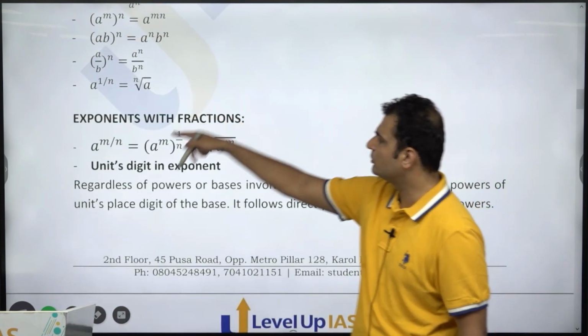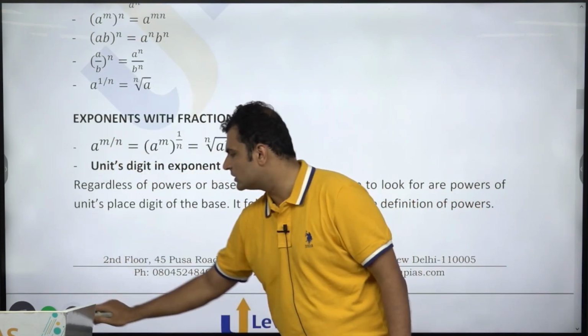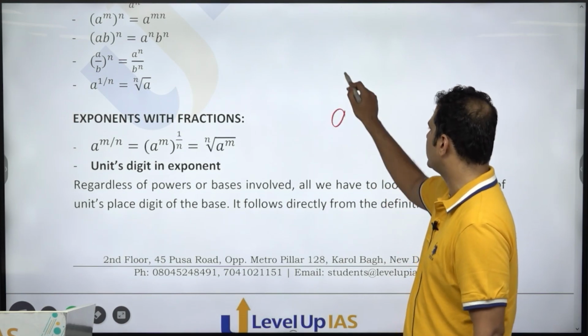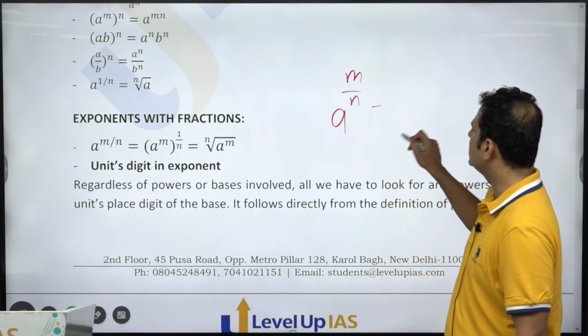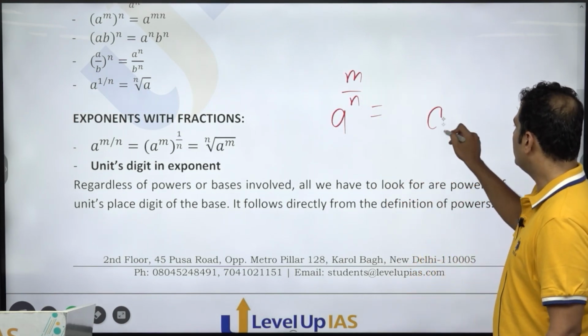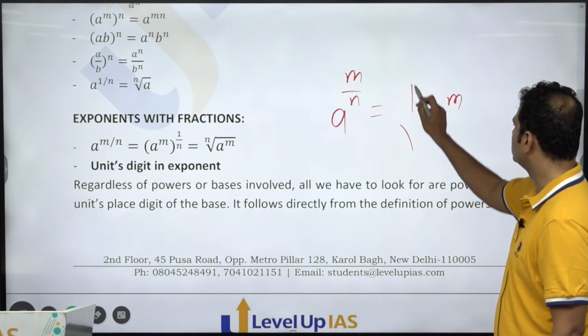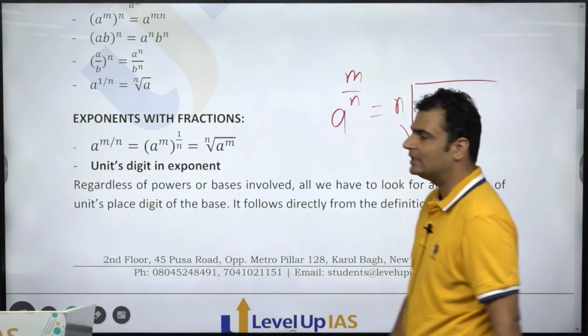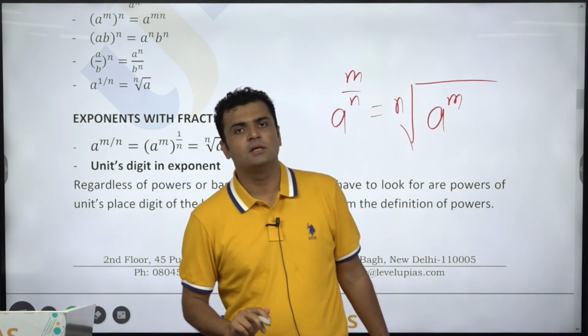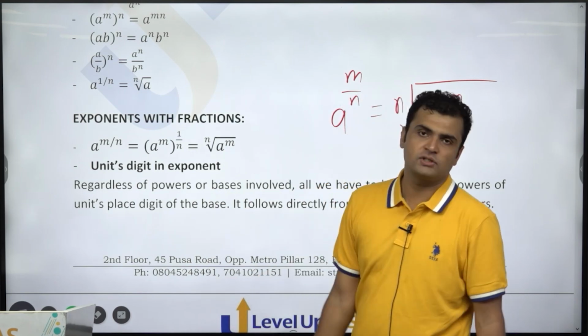And combining all the properties, a to the power m by n, if we take m by n as a fraction, basically means the nth root of a to the power m. These are all basic definitions or properties as far as exponents are concerned.